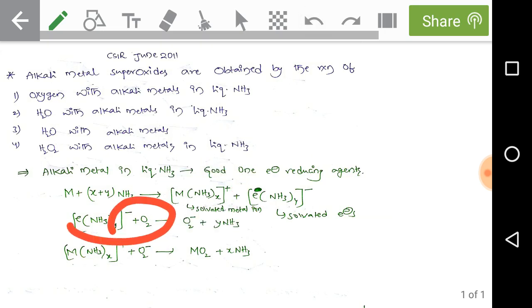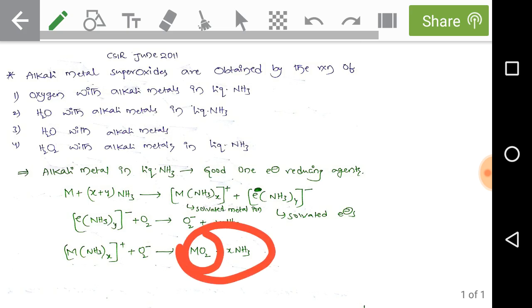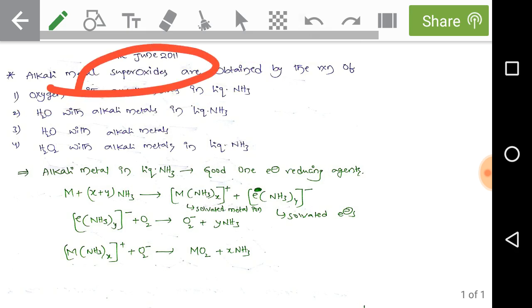The solvated electron reacts with molecular oxygen to produce superoxide, O2 minus, and that superoxide reacts with the solvated metal ion and produces metal superoxide. Here the solvated electron imparts a blue color to the alkali ammonia solution. So in the first option, oxygen with alkali metals in liquid ammonia produces alkali metal superoxides.